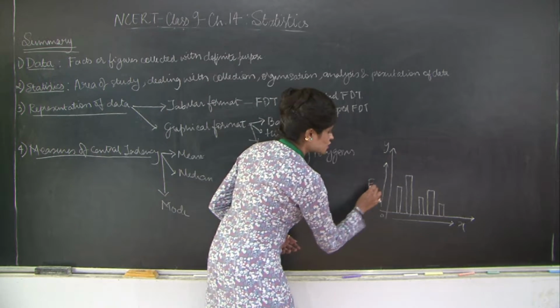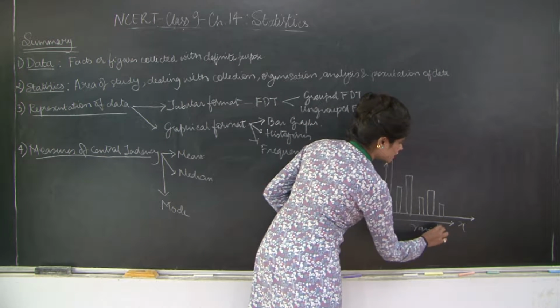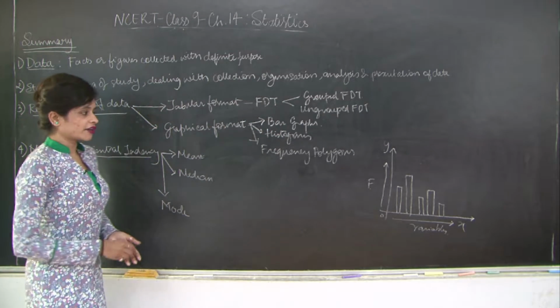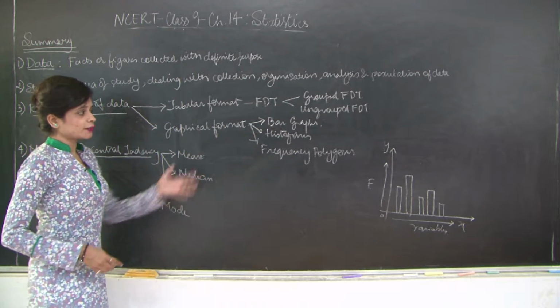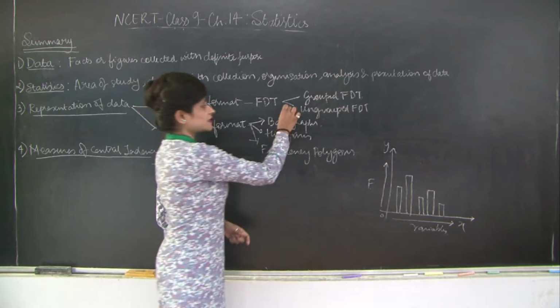So the frequency is always listed on the y axis, whereas the variables are listed on the x axis, right? So this was about bar graphs. Then what about histograms? Bar graphs are usually used to denote ungrouped frequency distribution tables.